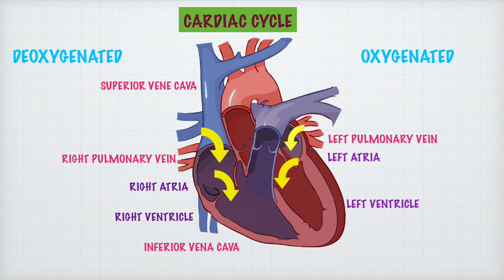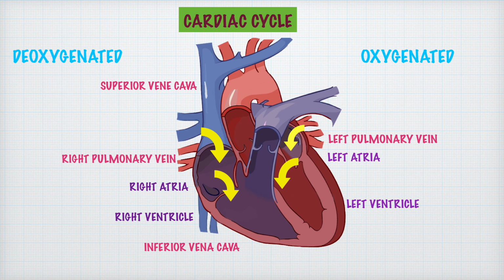Here remember that the tricuspid valve and bicuspid valve open simultaneously, and the blood brought to the right atrium is deoxygenated and the blood brought to the left atrium is oxygenated. When the blood is flowing to the right and left ventricles, the aortic valve and pulmonic valve are closed.